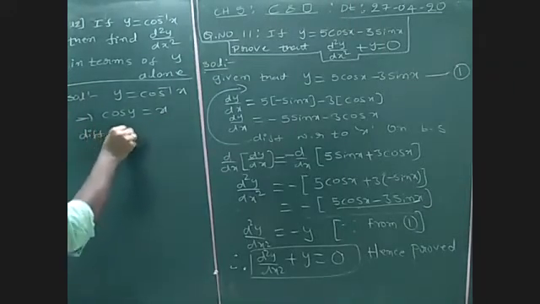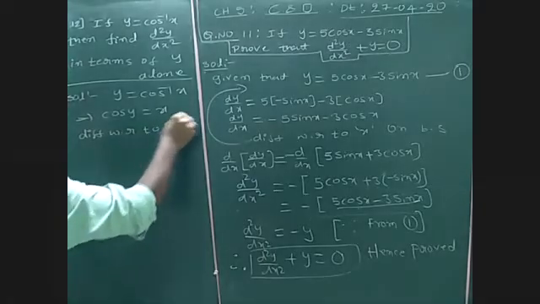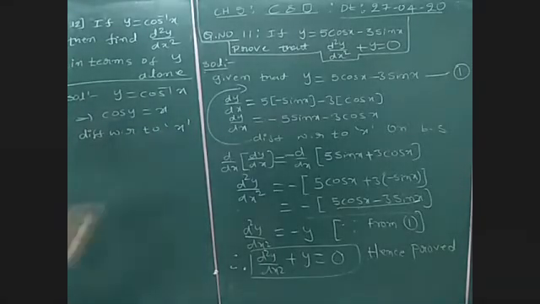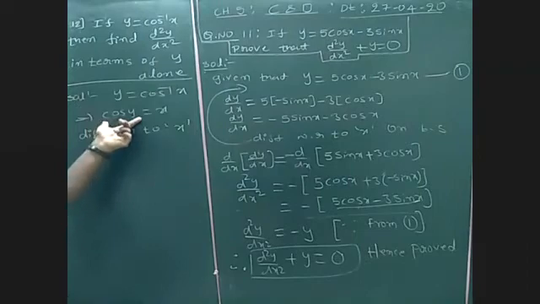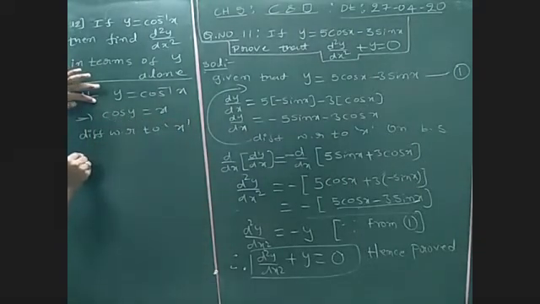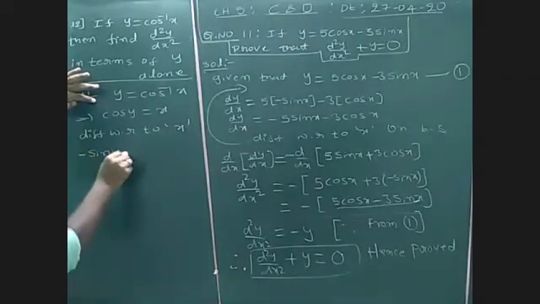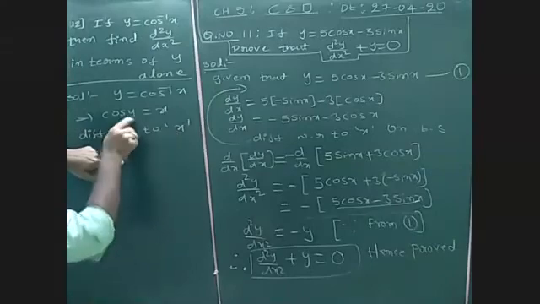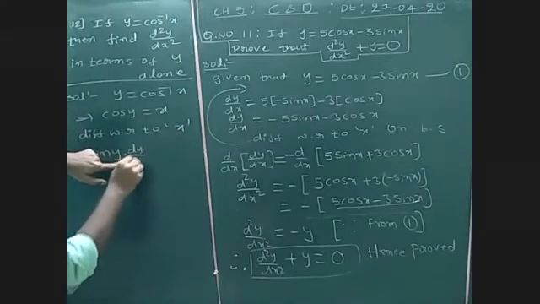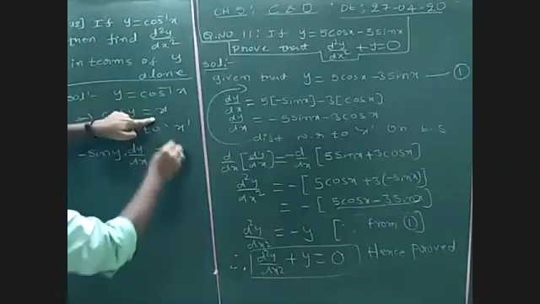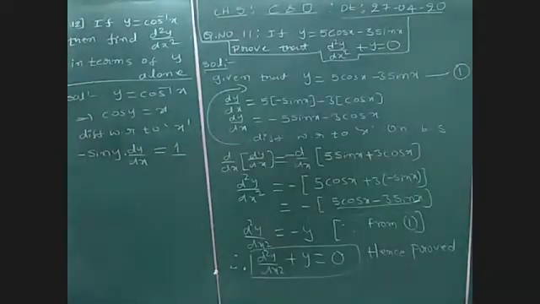Now you can differentiate with respect to x on both sides. I'm taking cos inverse on the left side, it will become cos y is equal to x. So what is the derivative of cos y? Cos y is minus sin y, minus sin y times dy by dx, is equal to the derivative of x, which is 1.